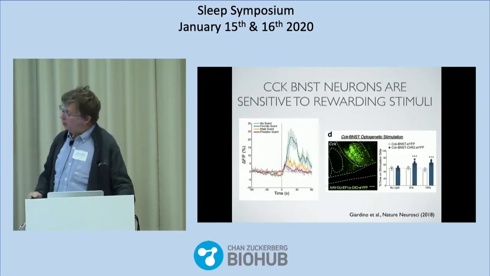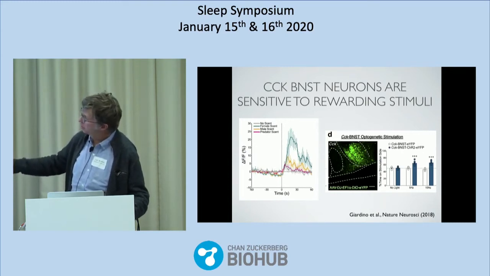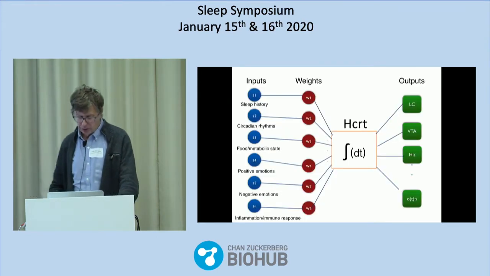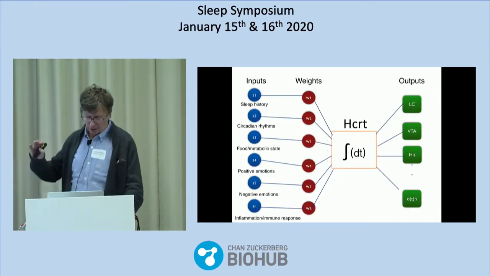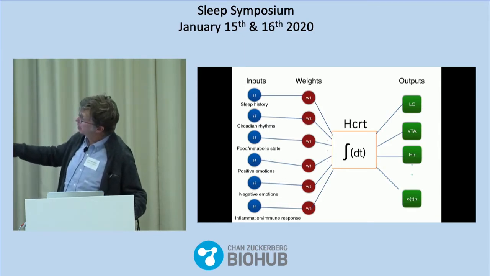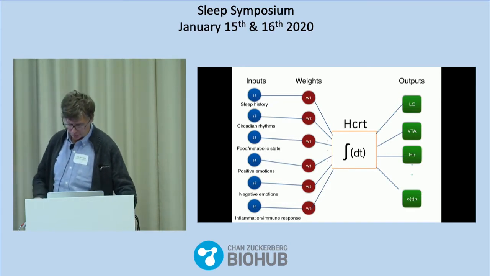In contrast, the CCK neurons in the BNST that also project to hypocretin have the opposite profile of excitation. So they're sensitive to rewarding stimuli, in this case female scent, and not to aversive stimuli. And stimulation of these CCK neurons is rewarding. So again, we have evidence for inputs to these hypocretin neurons of neurons and stimuli in all of these categories, but I'm just providing a few examples of these.